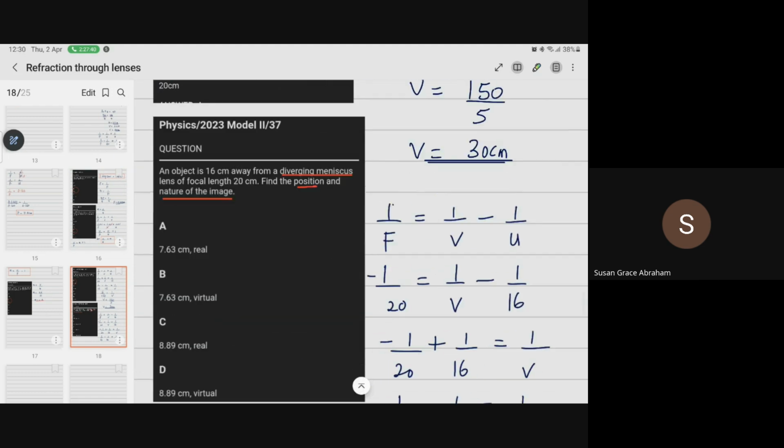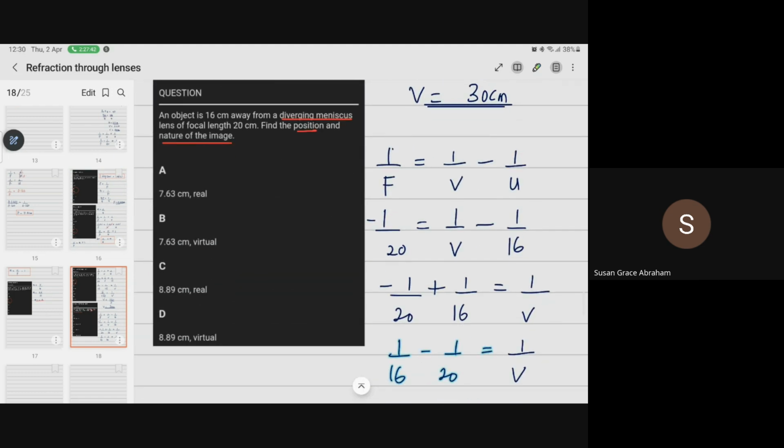I think I'm using the wrong formula now. This should be plus here, please. Did you see what is happening here? Nobody is seeing this. The formula is 1 over v equal to 1 over v plus 1 over u. Is that not the formula?